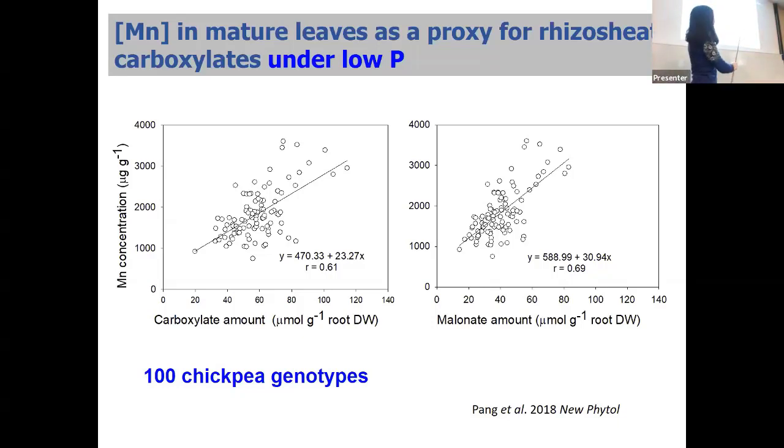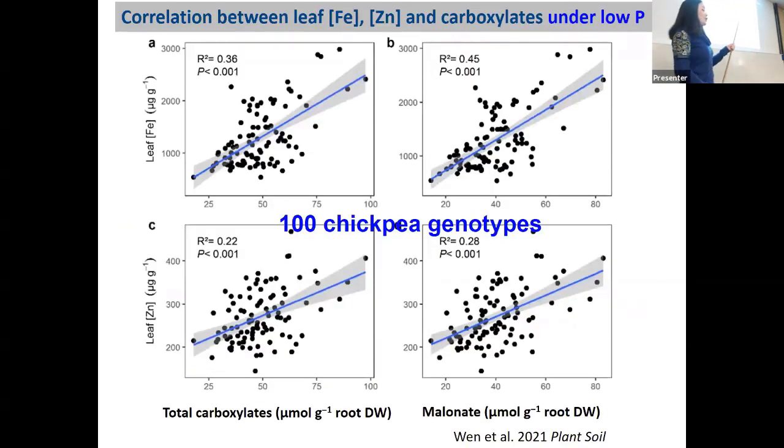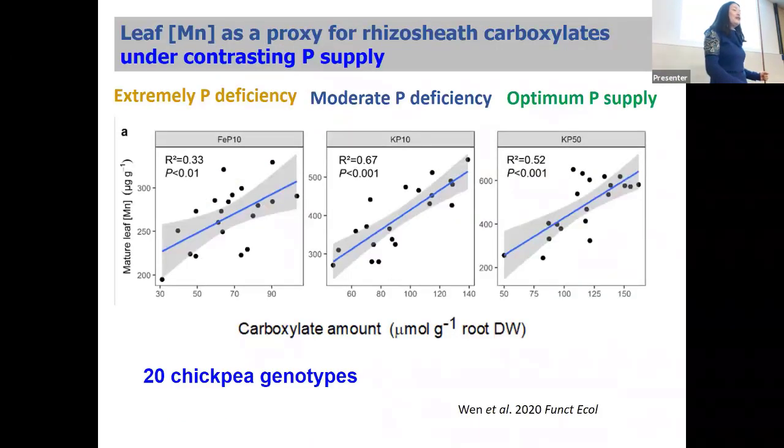There is a strong correlation among 100 chickpea genotypes. And again, we found a strong correlation between leaf iron concentration and carboxylates. Zinc as well, but the correlation is a bit weak compared with manganese and iron. And we further verified that theory on 3 different P levels using those 20 genotypes with contrasting carboxylates.